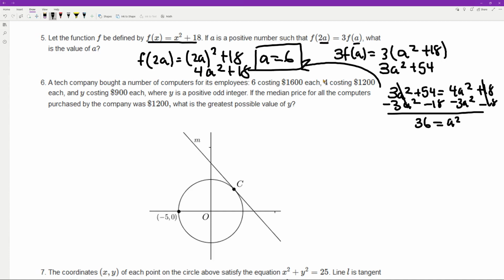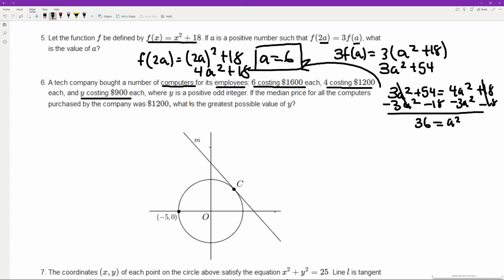Okay, so the next question is talking about median. We have 6 computers for employees costing $1,600 each, 4 costing $1,200 each, Y costing $900 each, and what we're trying to find is Y.